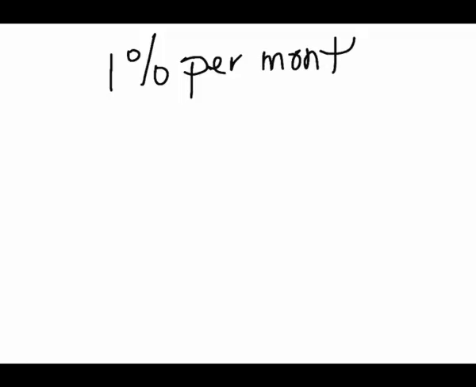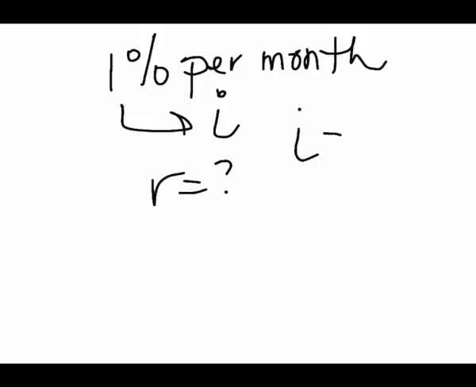So for example, let's say I said, given the rate per compounding period, I wanted you to find R, the annual rate. So I told you it's 1% per month. So now it's like I'm giving you I, and asking you, hey, what's R? Now you know that I equals R over N. So fill in what you know and find what you don't.